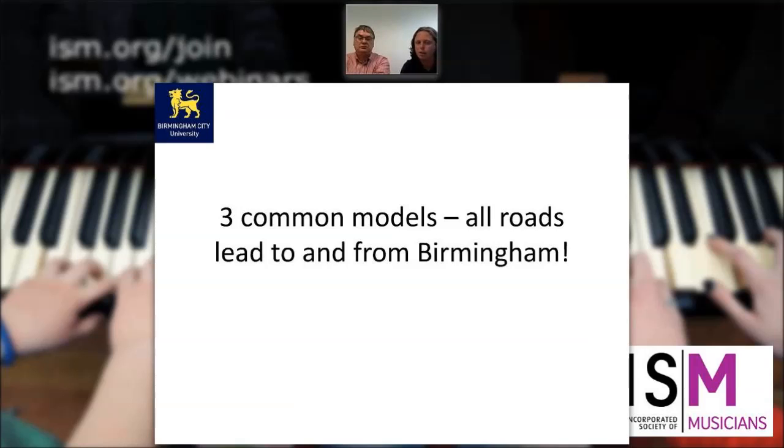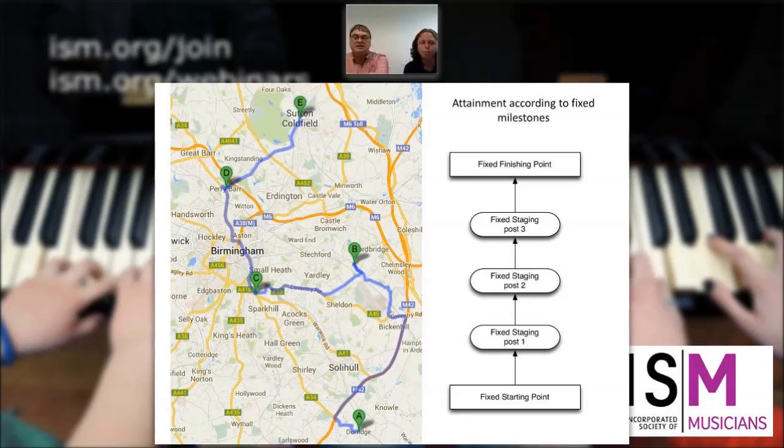That's absolutely the case. So this is the first of the Birmingham pictures, which is attainment according to fixed milestones. Now, if you're not intimately familiar with the geography of the West Midlands, then you might want to look at the graphic on the right of this slide, which takes a fixed starting point, which in this case is Dorridge, and I don't know why I chose Dorridge because I don't live there at all, and then moves through a series of fixed staging posts to end up at a fixed finishing point.